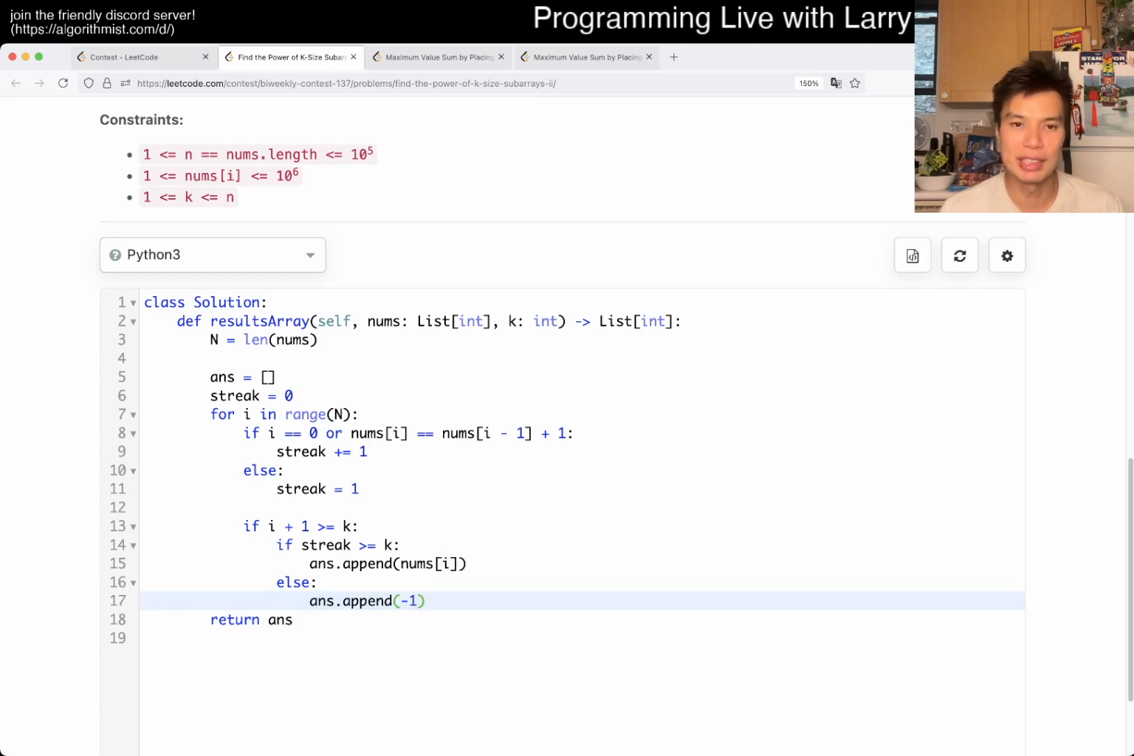What's the complexity for this one? It's going to be linear time, and roughly linear space, because that's the size of the output. Linear time for this loop, and that's all I have for this one. So the key idea is just keeping track of streaks. Let me know what you think.